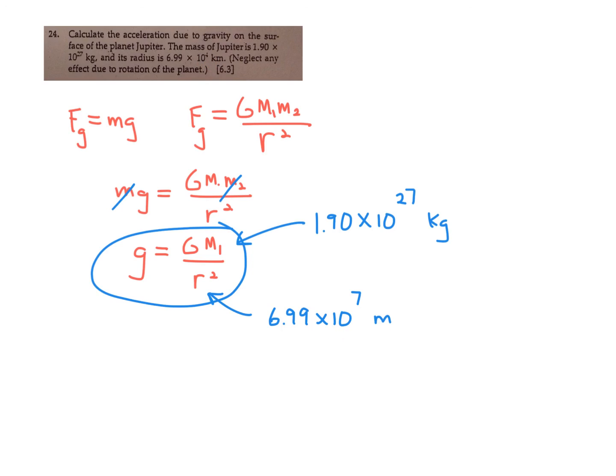Just plug those in. Once again, make sure you square this number. Don't just square the 7. Square the whole number. In fact, if you square the 7, you get a wrong answer. And that should do it for you.